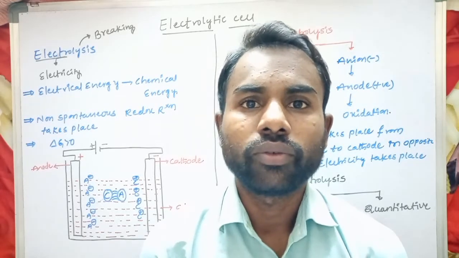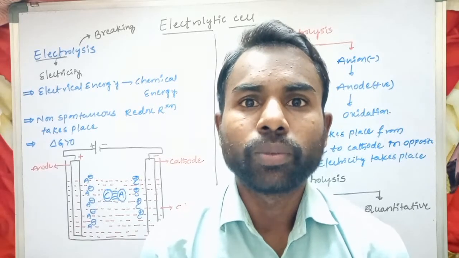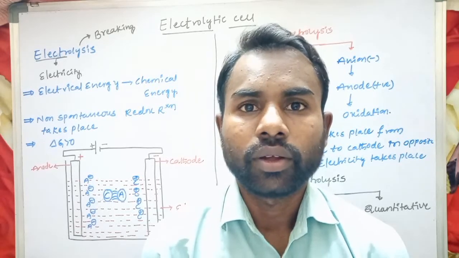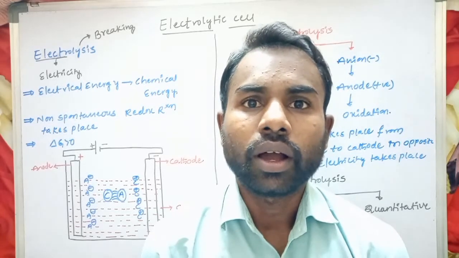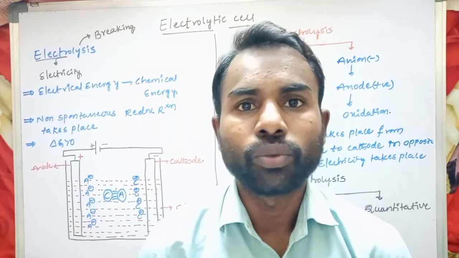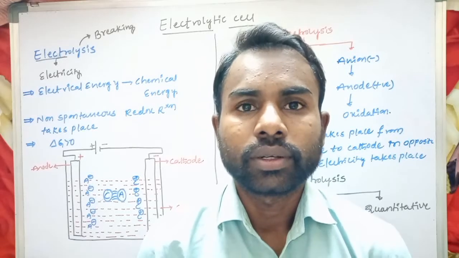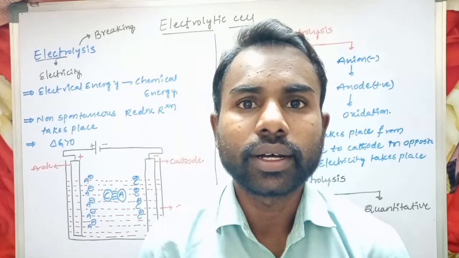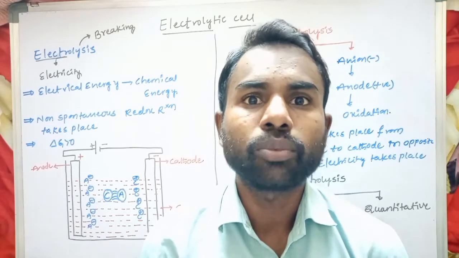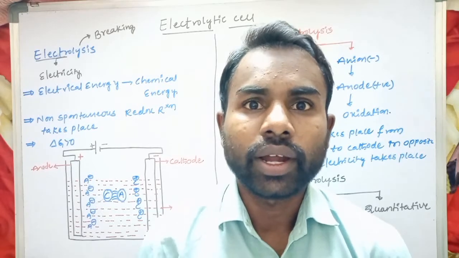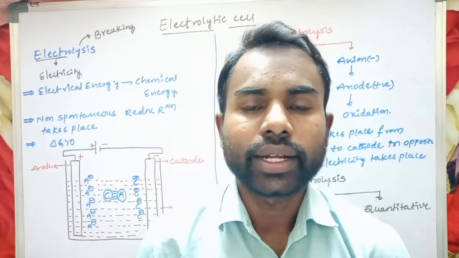For example, in metallurgy, we extract pure metal from impure metal. How can we extract pure metal from impure metal? By the electrolysis process, we get pure metal from impure metal. Next, we do the refining process. This refining process occurs in an electrolytic cell.